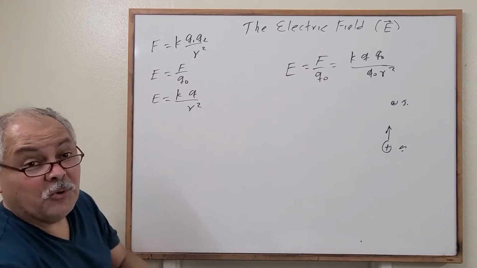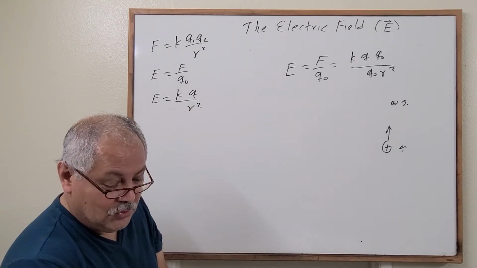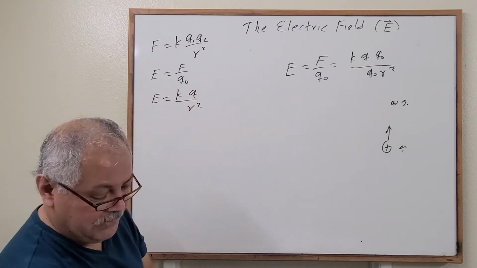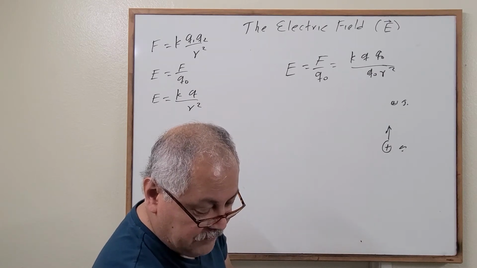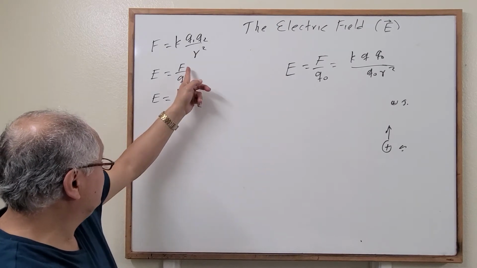Perfect. Again, this is for point charges. Great. So I'm going to call this the magnitude, so magnitude and magnitude. Correct. What should be the units for the electric field? But we can go back to this formula.